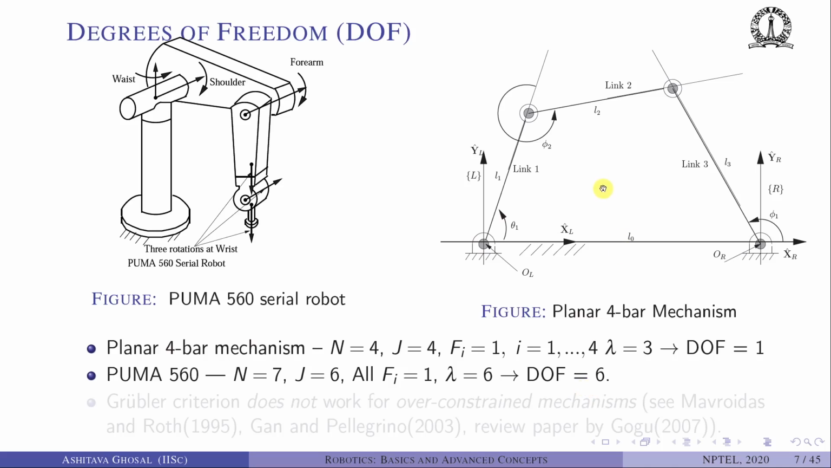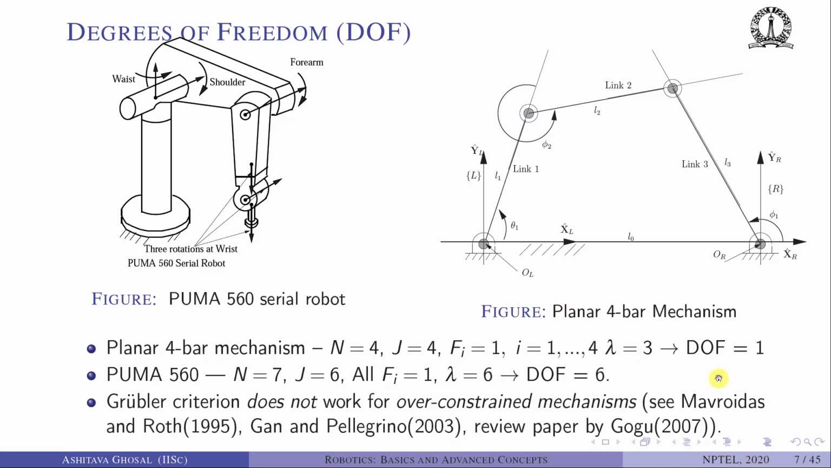This is another very well-known mechanism, a planar 4-bar mechanism. It has this fixed link, first moving link, second link, third link. This fixed link is counted as one of the links in n. So n is 4, j is 4. There are 4 rotary joints, and for each rotary joint the degree of freedom is 1. Lambda is 3. If you substitute back in the Grubler-Kutzbach criterion, we get degree of freedom 1.